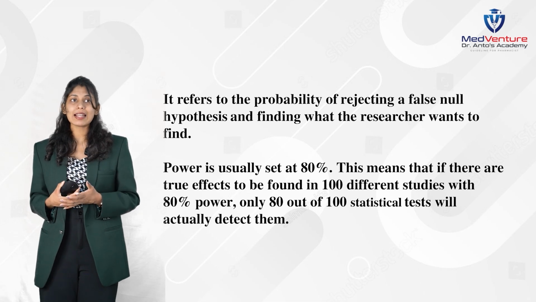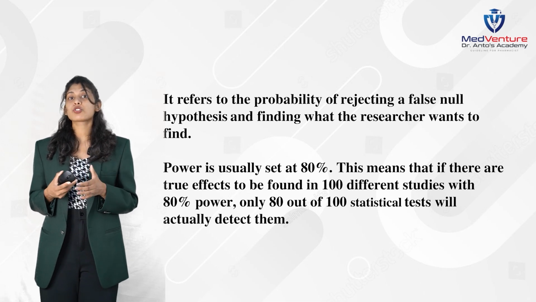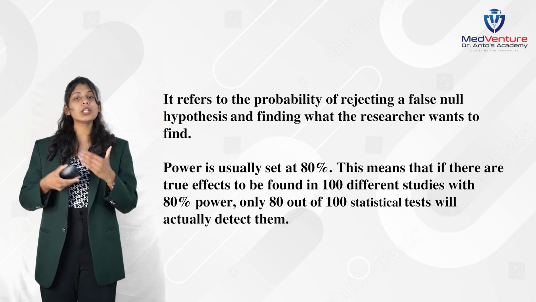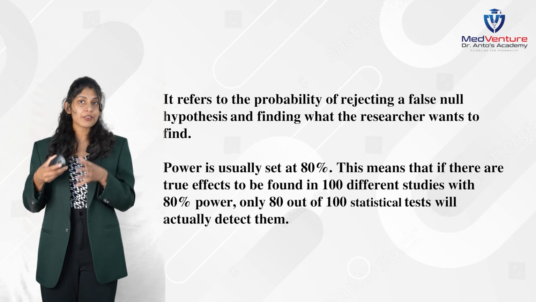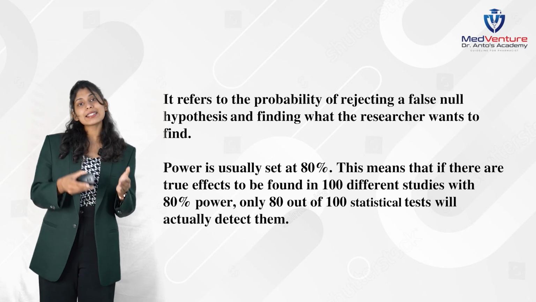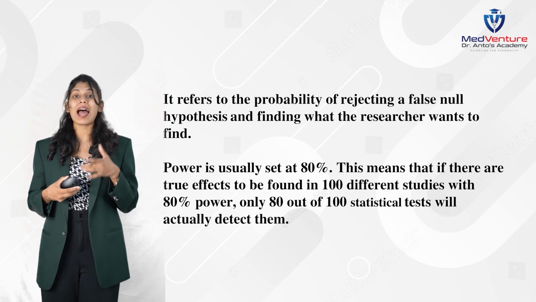What it means is that if there are true effects to be found in 100 different studies, and you look for them with 80% power, then only 80 out of 100 statistical tests will actually detect them.